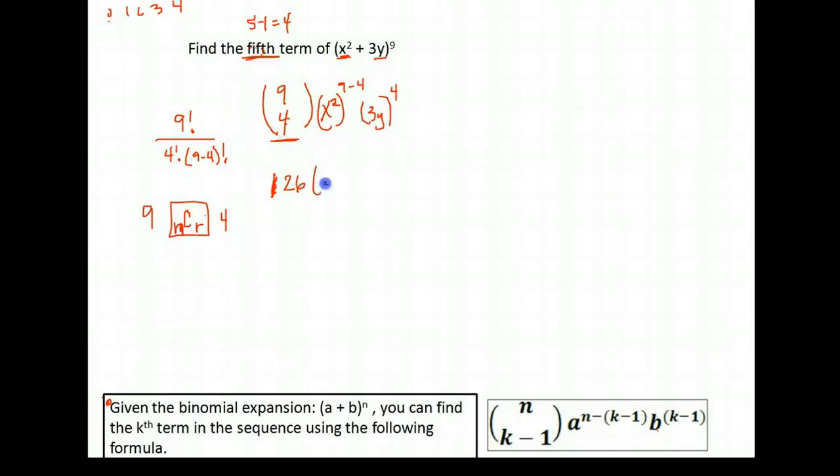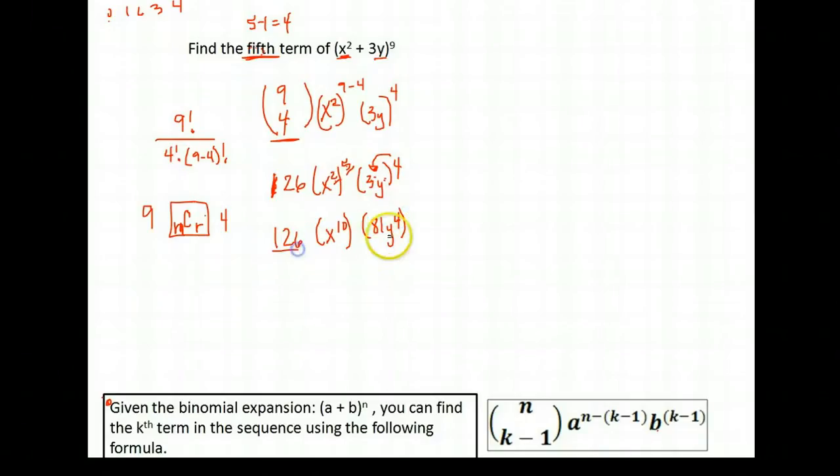Then we have x squared to the 9 minus 4, which would be the 5th power, and 3y to the 4th power. That gives me 126 times x squared to the 5th. You multiply your exponents. That gives us x to the 10th. Here, 3y to the 4th. Now you have to raise both parts to the 4th power. It's multiplied and not added, so we can do that. So we have 3 to the 4th power, which remember means 3 times 3 times 3 times 3, 3 times itself 4 times, which is 81, and then y to the 4th power.